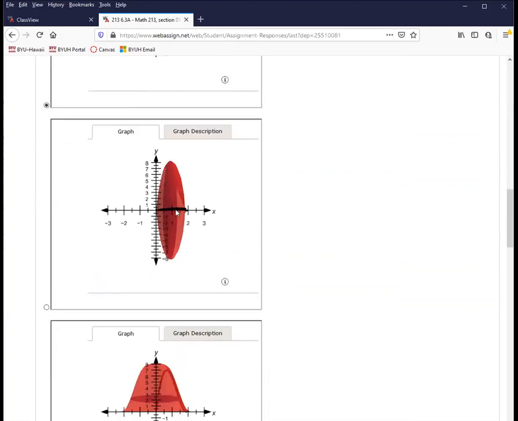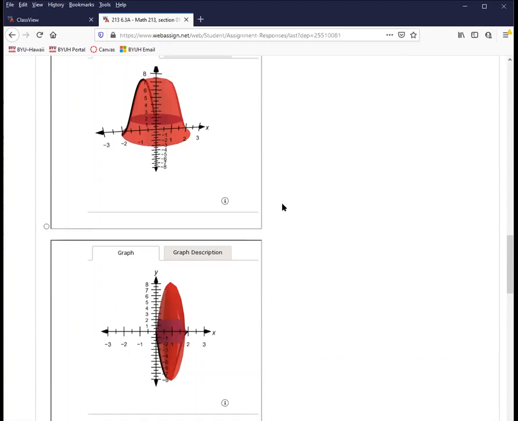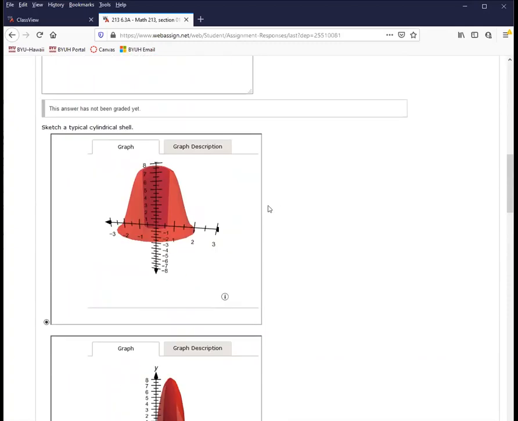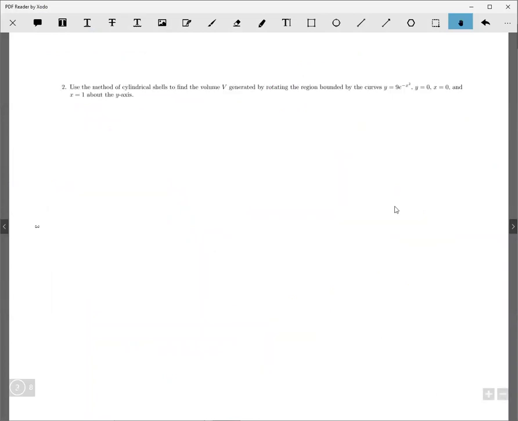They have these other ones, which would maybe happen if you did it using the washer method. This is what you get for using the washers. And then these other ones are rotating around the wrong axis. So it's this first one right here. Okay, great. Let's go to the next exercise.